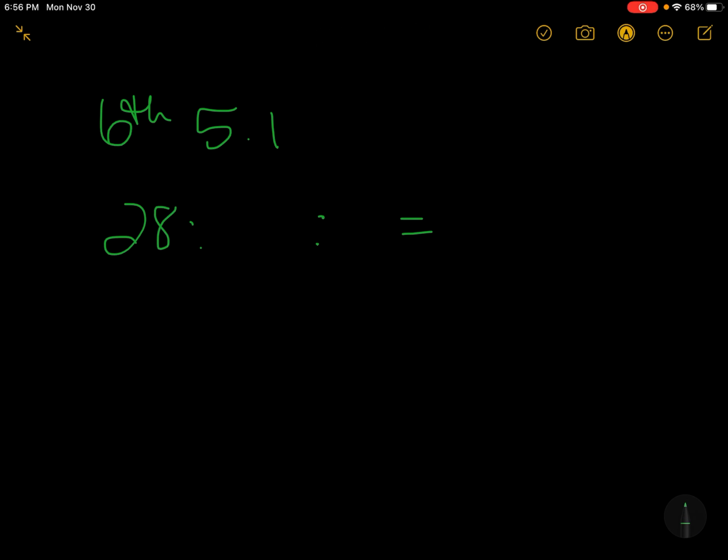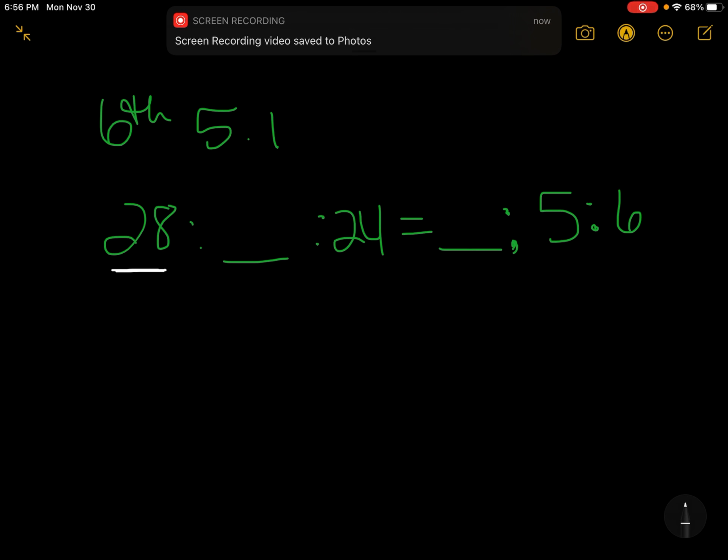So for instance, if I were looking at this problem, I have 28, a blank spot, 24, a blank spot, and 5 and 6. I am going to compare the same spots in my ratios.